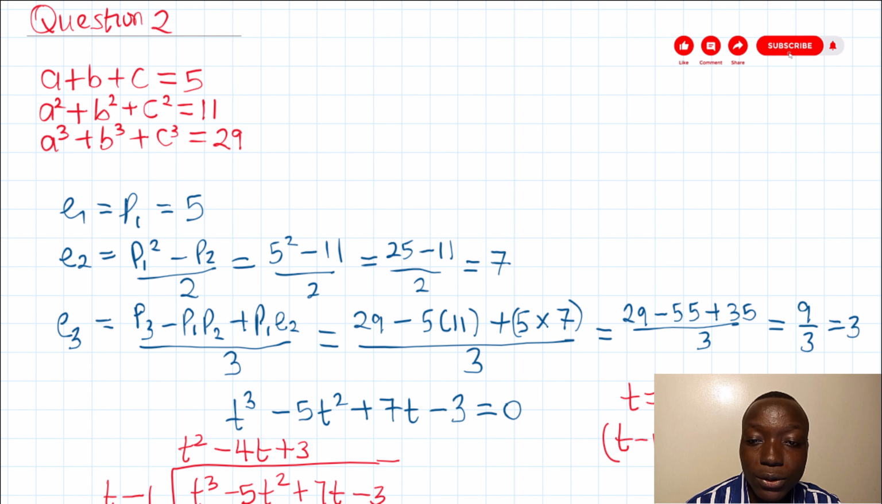So you can substitute here. 1 plus 1 plus 3 gives you 5. 1 plus 1 plus 9 gives you 11. 1 plus 1 plus 27 gives you 29.